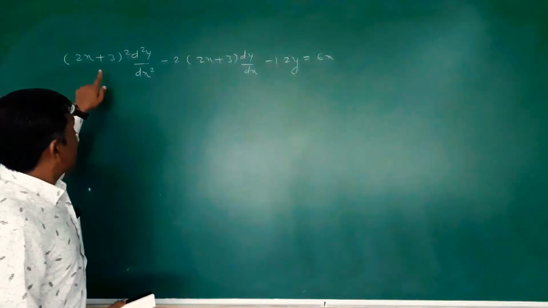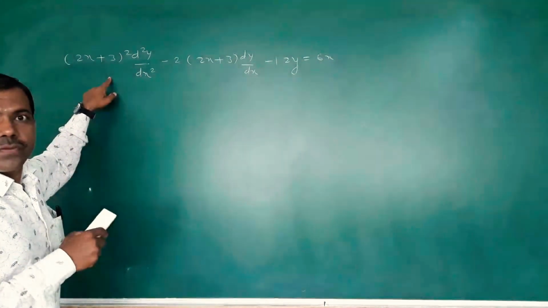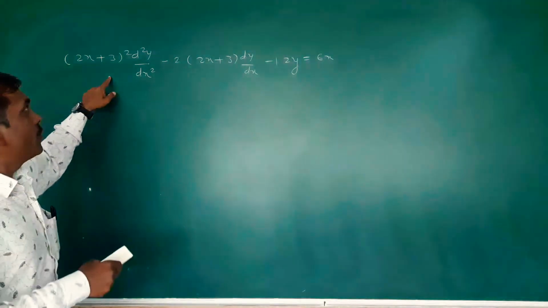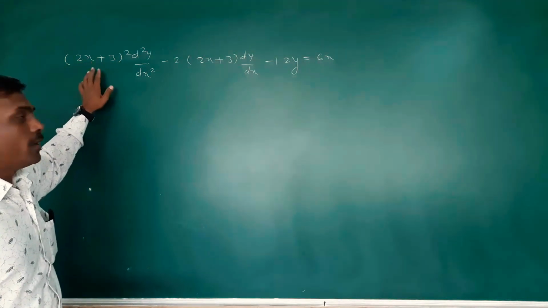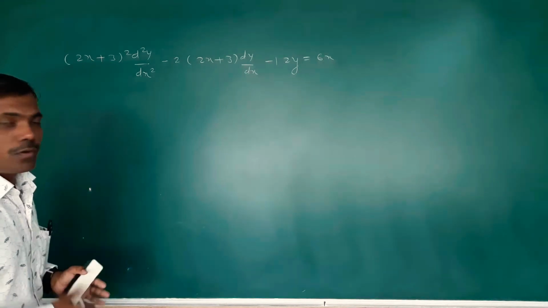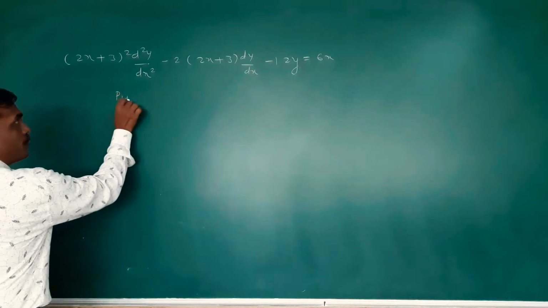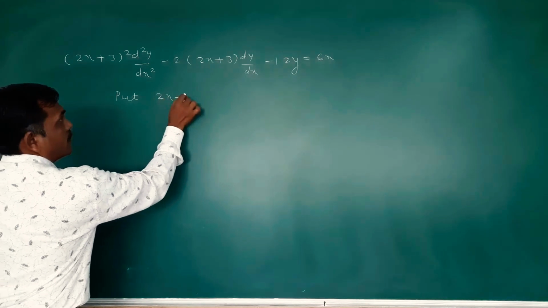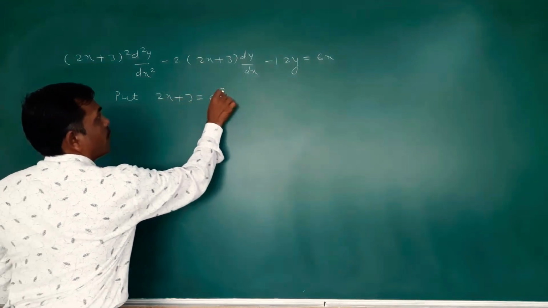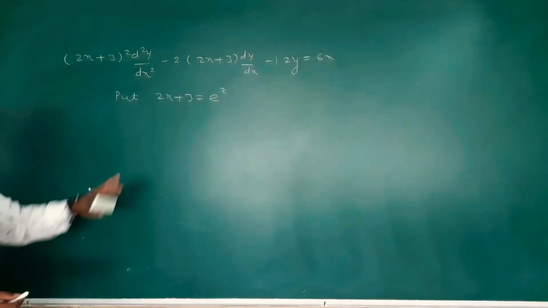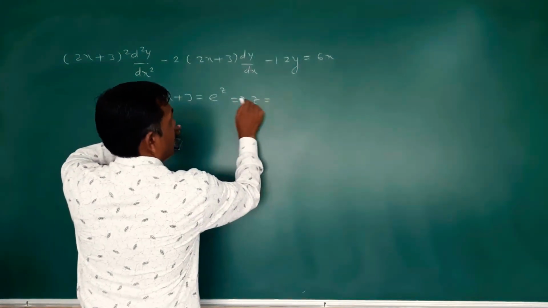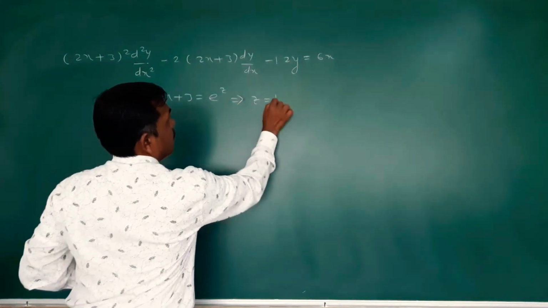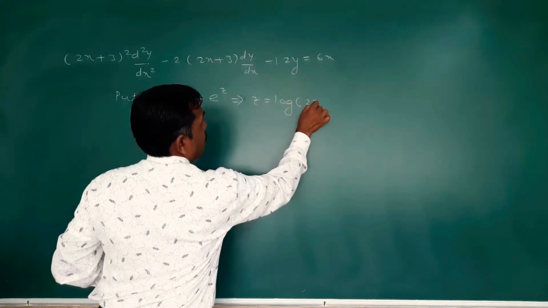Now the difference between Cauchy's differential equation and Legendre's differential equation is this term ax+b, which is given here as 2x+3. So our substitution is: put 2x+3 = e^z. So z is equal to log of (2x+3).